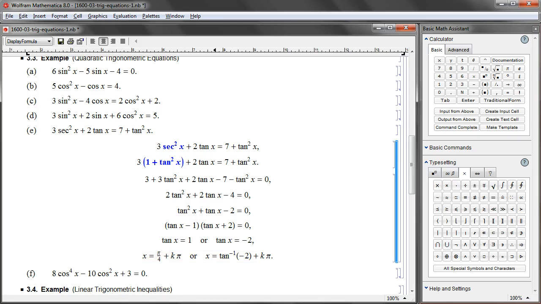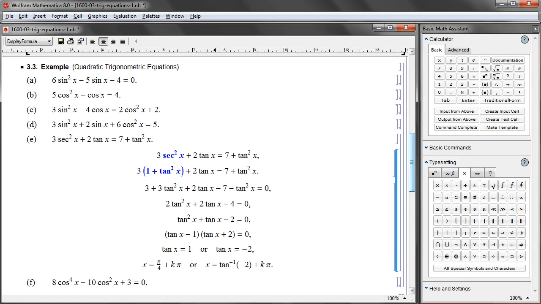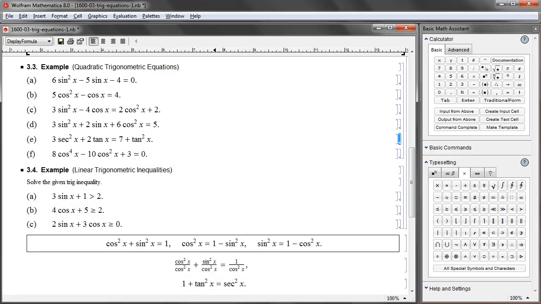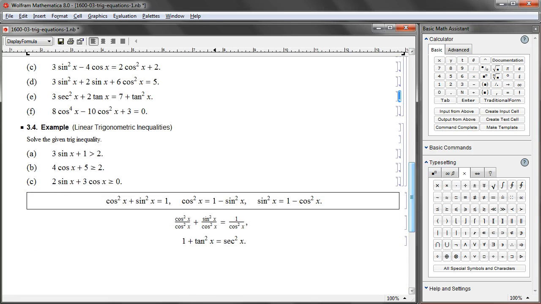Okay, so there are a little bit more advanced types of quadratic equations too, but in any case, please remember the Pythagorean identities. Cosine squared plus sine squared is equal to 1, and their variations. Let's see, do we have enough time to talk about the next one? Yeah, okay, I guess so. Cosine squared of x plus sine squared of x is equal to 1.